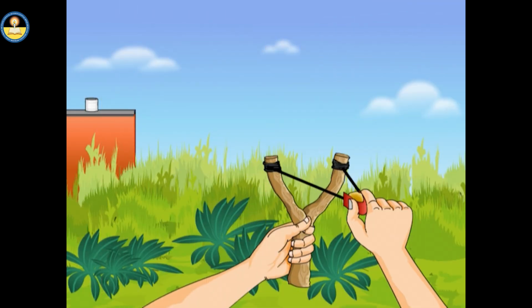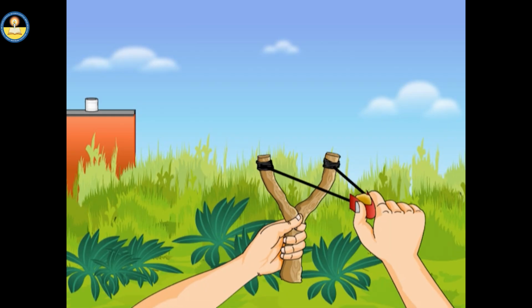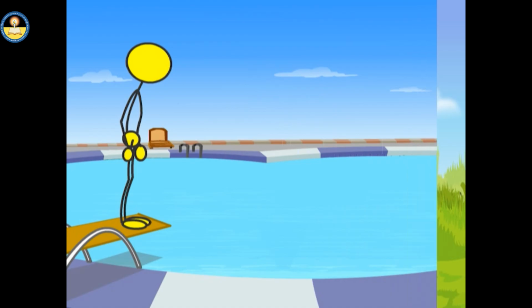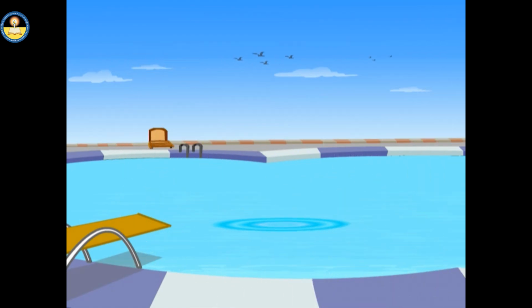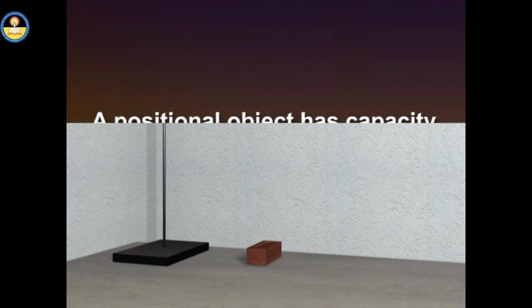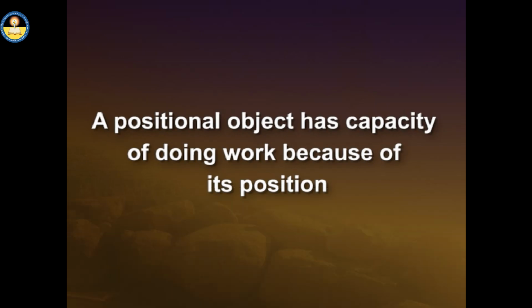For example, when the rubber band of the catapult is released, the stone flies away. The diver falls into the swimming pool and the weight falls to the ground, and the stored energy changes to kinetic energy. Thereby, we can say that a positioned object has the capacity of doing work because of its position.